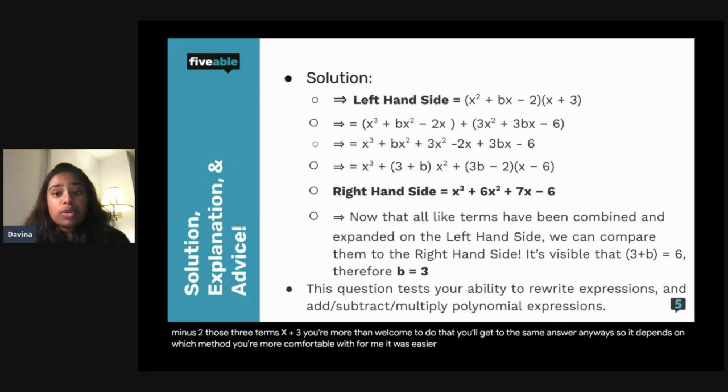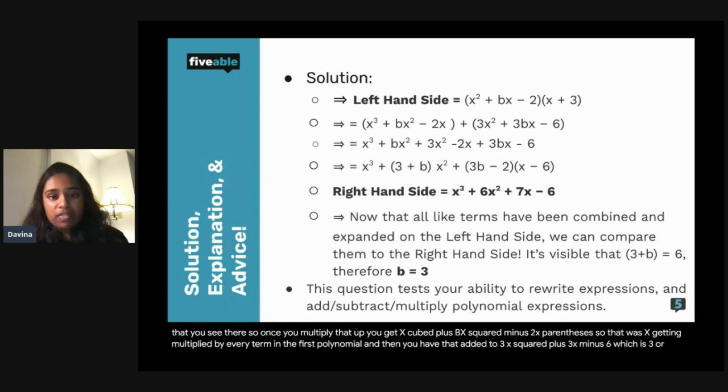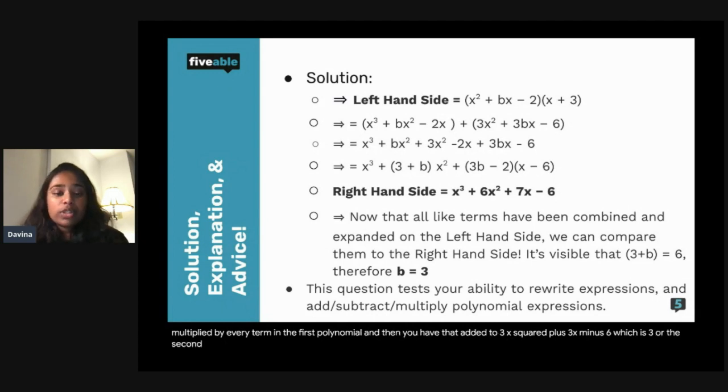For me, it was easier to multiply x plus 3 individually by the first polynomial that you see there. So once you multiply that up, you get x cubed plus bx squared minus 2x, in parentheses. So that was x getting multiplied by every term in the first polynomial. And then you have that added to 3x squared plus 3bx minus 6, which is 3, the second value in the second polynomial, getting multiplied by the three terms in the first polynomial. So we can expand that out further because our main goal here is to distribute so that we can combine like terms.